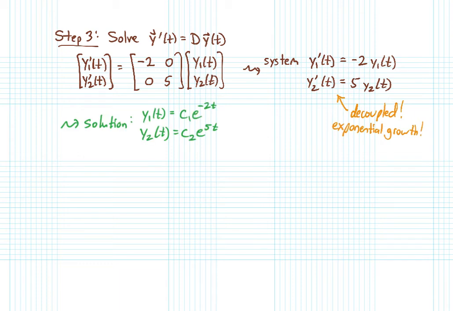So the solution is that y1 is a constant times e to the minus 2t, and y2 is some other constant times e to the 5t. And then, of course, you can express that solution as a vector. So now we can move on to step 4.